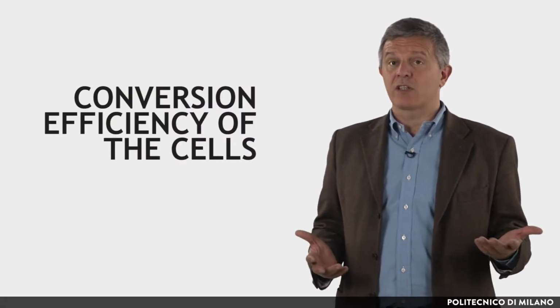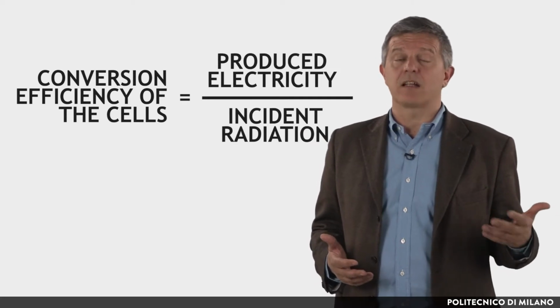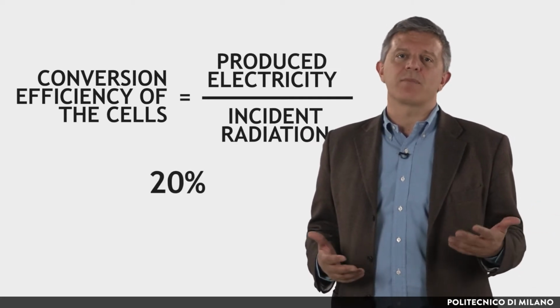The conversion efficiency of the cells, which means the ratio between produced electricity and incident radiation, can reach up to 20% and more. In general, the efficiency of the module, as well as of the whole plant, is lower than that of the single cells, due to the devices and systems losses.